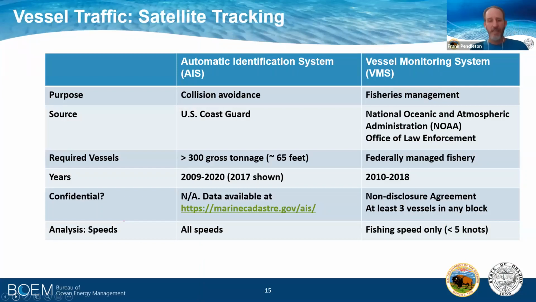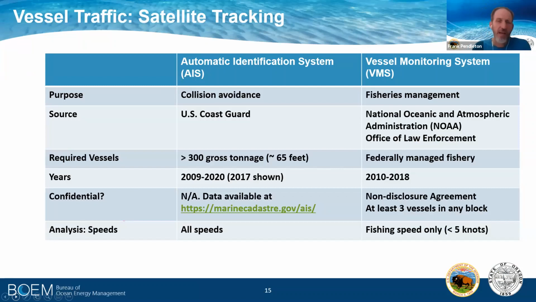Now we're going to change over to a different idea, some examples of density grids. And we're going to start with vessel traffic, just getting to the idea of how much of this takes place in an area. So with vessel traffic, we're going to look at two different sets of data. These data are both satellite tracking data.